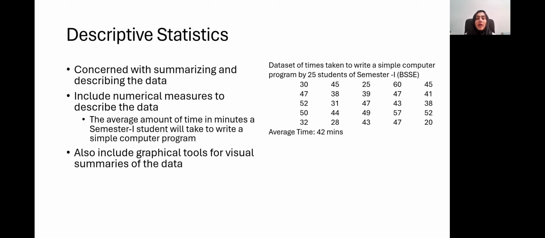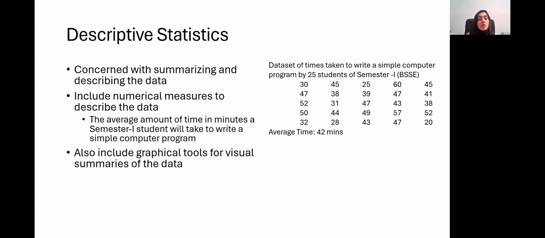It is going to extract fewer values from the large number of individual values in the data set, and those values will collectively describe the whole data, such as in this case, the average is describing this data set. And now you know that the average amount of time a student of this class is going to take to write a simple computer program is going to be 42 minutes.